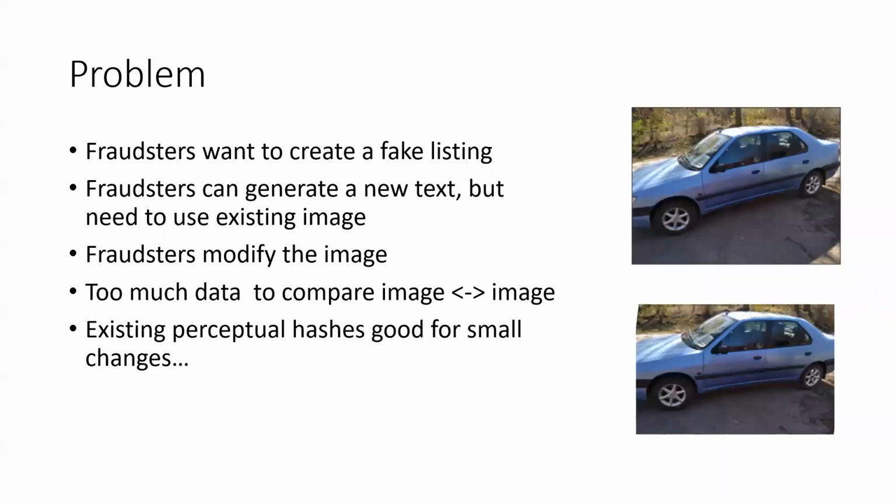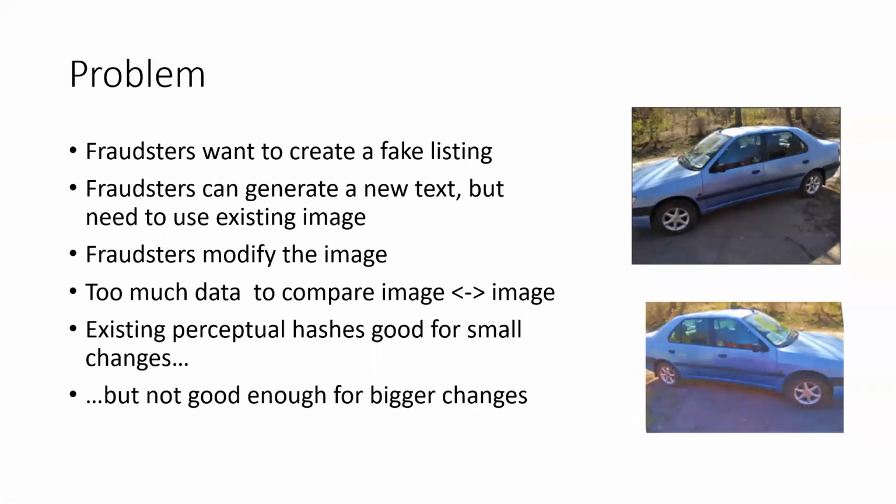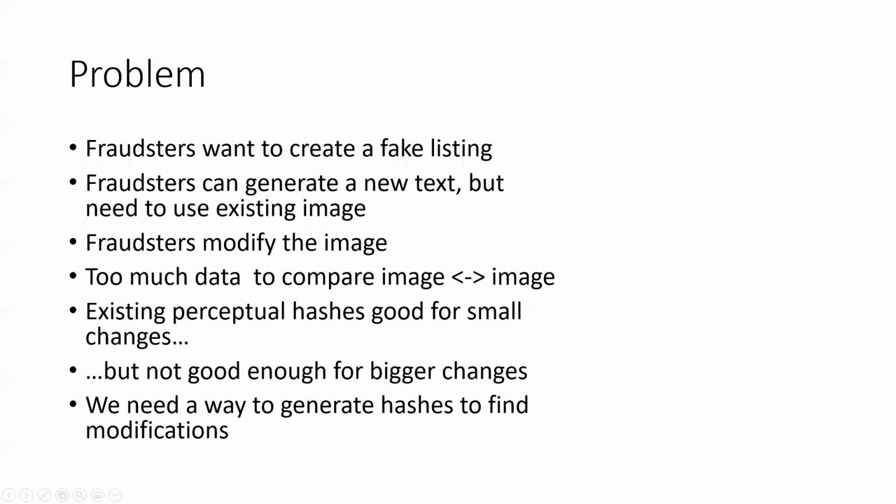Hashing can help us, and existing perceptual hashes are quite good for small changes, as you can see here with a small rotation. A perceptual hash can find and check that it's the same image that was a little bit modified, but it's not good enough for bigger changes. Like here, there is not only rotation, but also a horizontal flip, a change in color, added noise, and so on. So the idea behind this talk is that we need to find a way to generate hashes that can find these modifications.